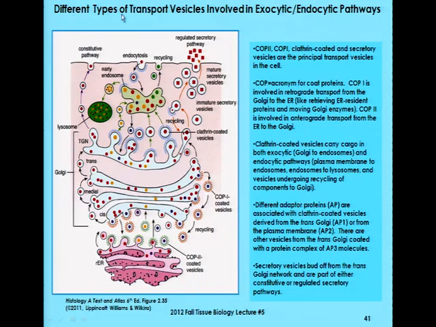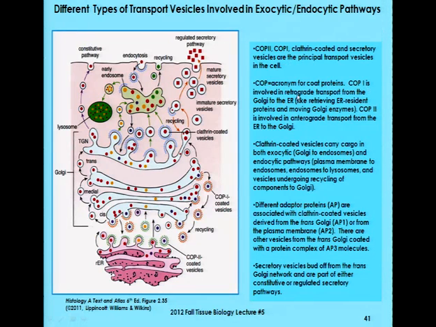Now, there are different types of transport vesicles that are involved in both the exocytic and endocytic pathways. And if you carefully study this diagram and break it down into different categories, it becomes quite easy to understand. Remember that I refer to the COP1, COP2 vesicles. COP is an acronym for coat proteins. There are two basic types of COP vesicles, COP2 and COP1.